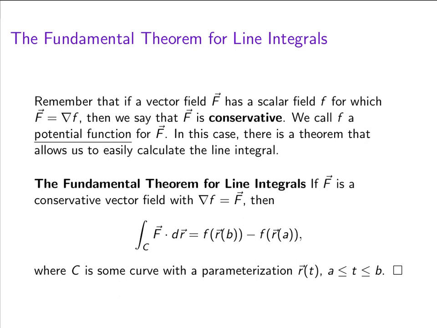That theorem is the fundamental theorem of calculus for line integrals. And it says that if you have a conservative vector field with a potential function, little f, then to evaluate the line integral of big F, all we have to do is evaluate little f at the end of the curve minus little f evaluated at the beginning of the curve. So here C is just some curve with a parameterization r of t, and the parameter values go from a to b.